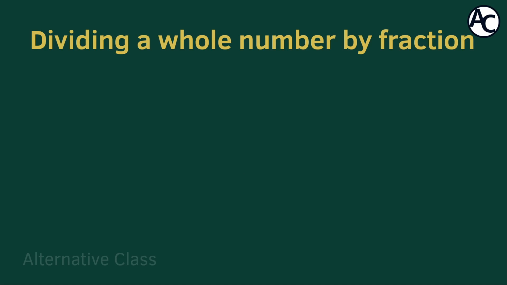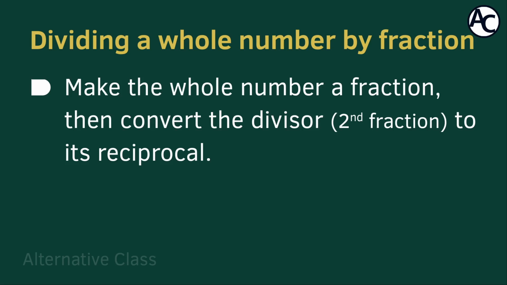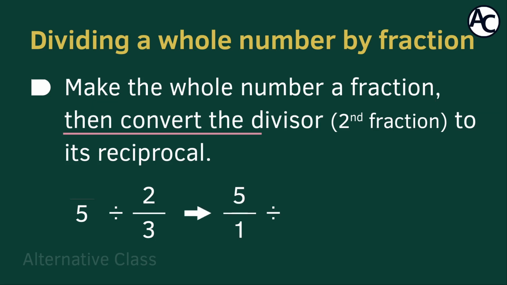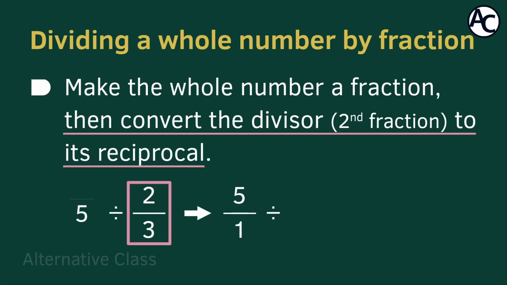Now, how do we divide a whole number by a fraction? First, make the whole number a fraction, then convert the divisor to its reciprocal. Example, 5 divided by 2/3. First, make the whole number a fraction. 5 gets a denominator of 1. Next, convert the divisor to its reciprocal. Interchange the numerator and the denominator. So 2/3 becomes 3/2.